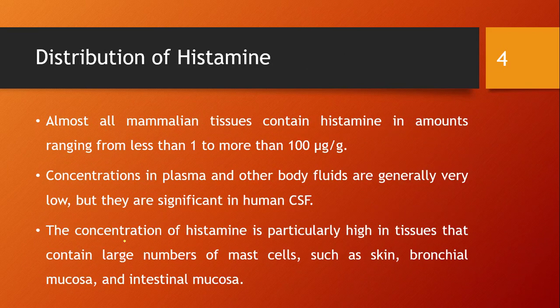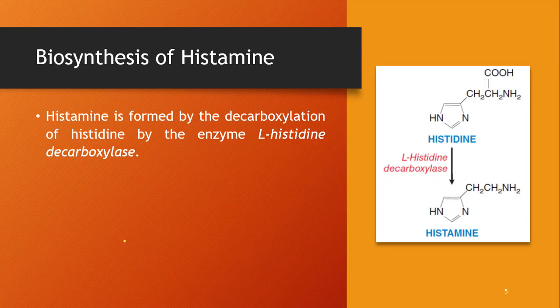Okay, so distribution: we have seen that histamine is mostly present in the mast cells, and it is also present in the basophils. Biosynthesis: it is obtained from the amino acid histidine in the presence of the enzyme L-histidine decarboxylase. So it is a type of decarboxylation reaction.